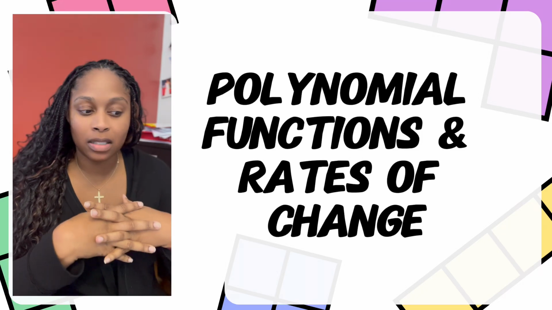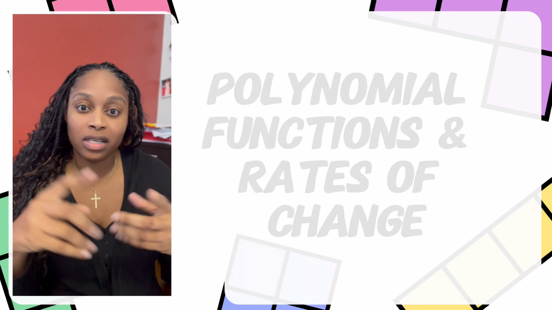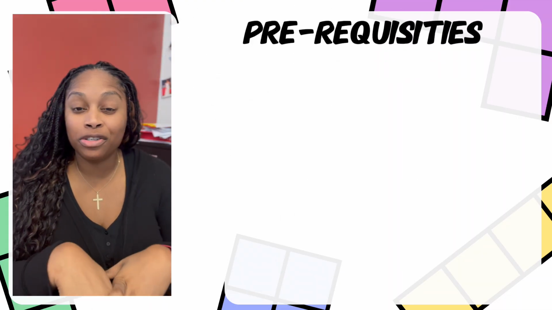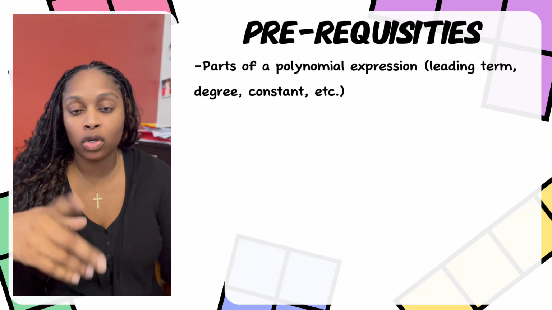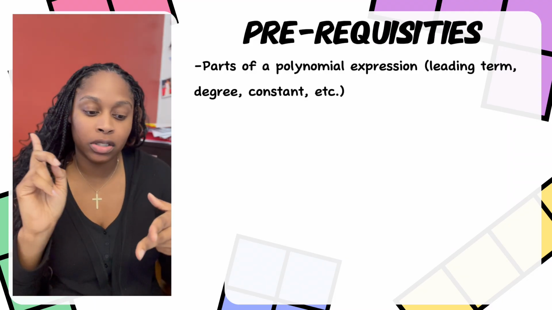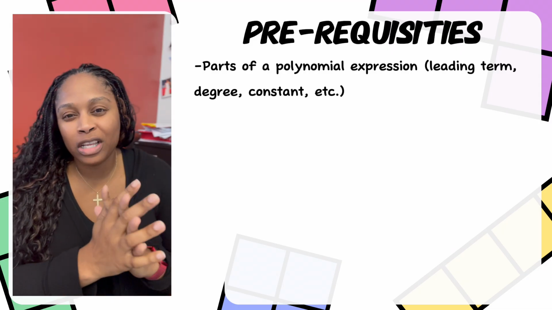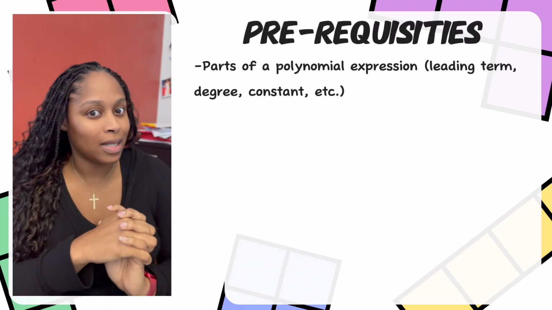Hey guys, so in today's lesson, we're going to be talking about polynomial functions and rates of change. You're going to need station 1 and something to write with. And for this lesson, you're going to need to have an understanding of the parts of the polynomial expression, like leading term and degree. If you're not familiar with what those are, I recommend that you go watch the video on Intro to Polynomials before you do this lesson.